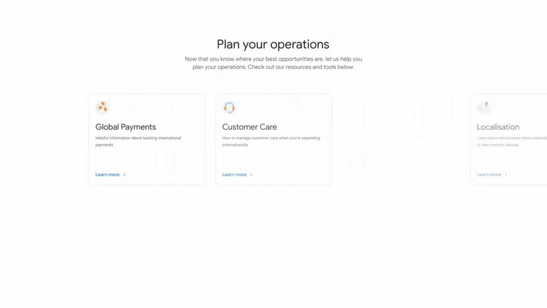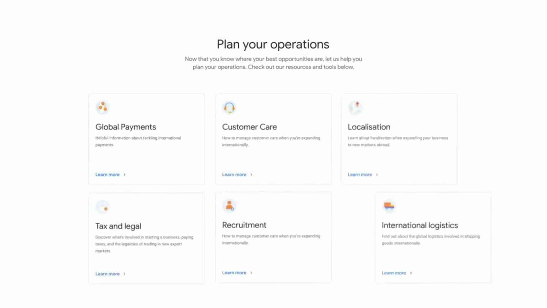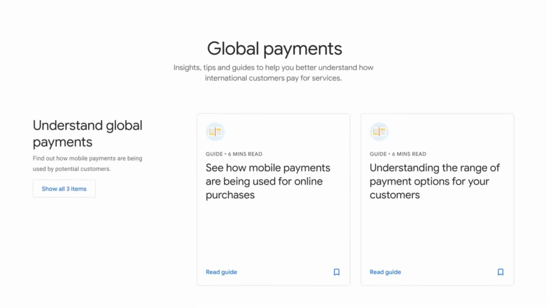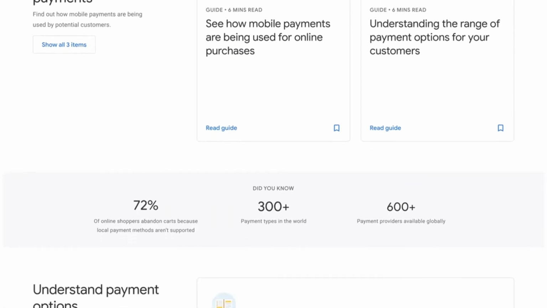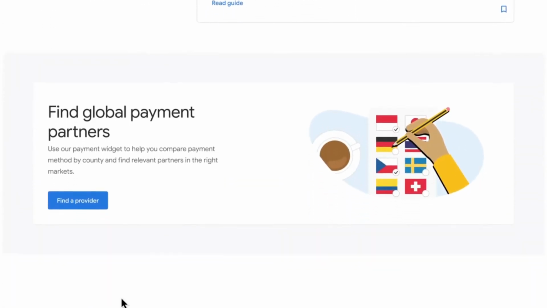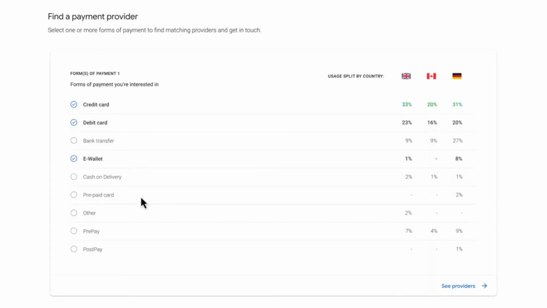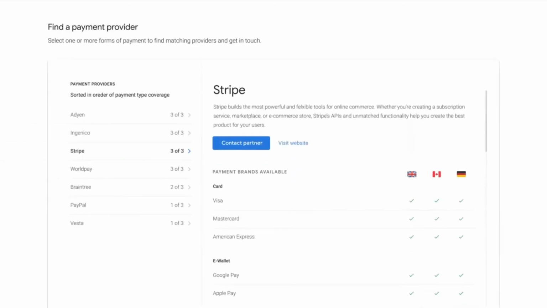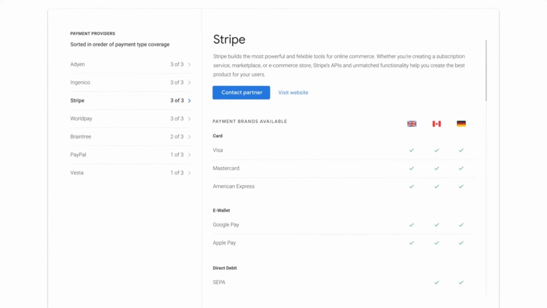Suresh has analyzed the potential new market for juice bits and now wants to plan his operation. Suresh uses Market Finder to understand which payment method is the best for the US market and to search for a payment provider that can help him to export.